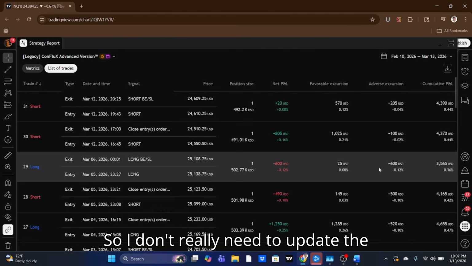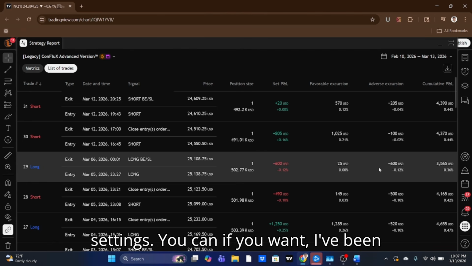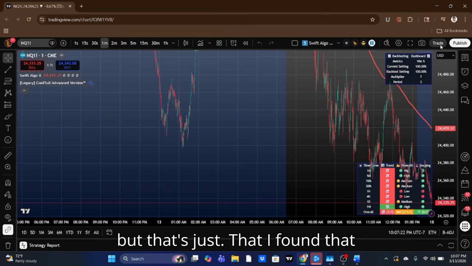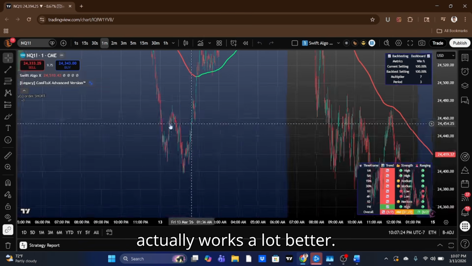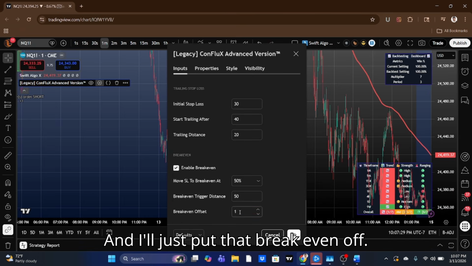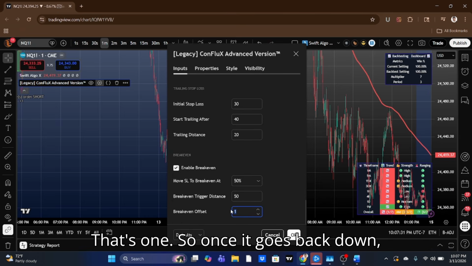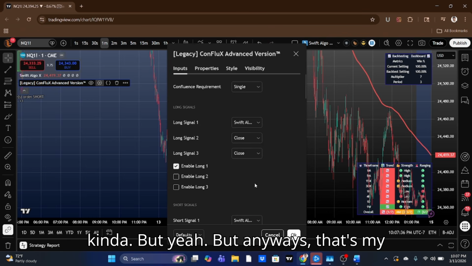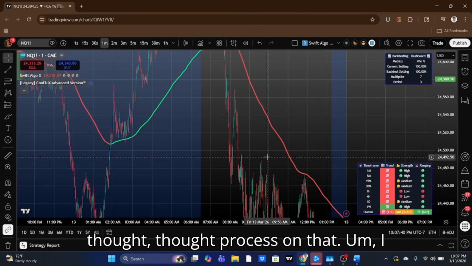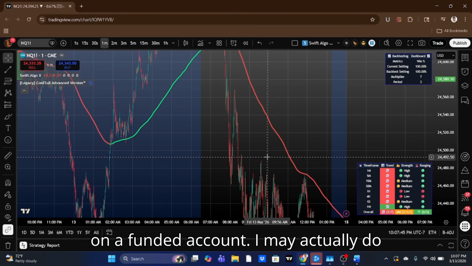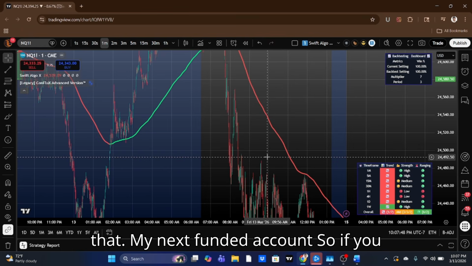So you don't really need to update the settings. You can if you want. I've been updating it like once per day anyways. But that's just what I found that actually works a lot better. And I just put the break-even off as 1, so once it goes back down, at least I'll still be in profit, kinda. But yeah. But anyways, that's my thought process on that. I may also do probably 7 contracts of M and Q on a funded account. I may actually do that on my next funded account.